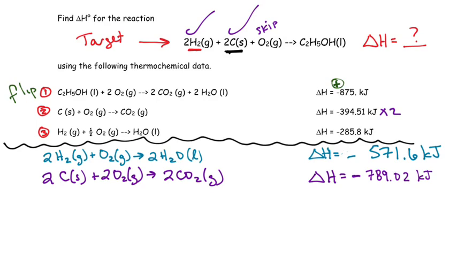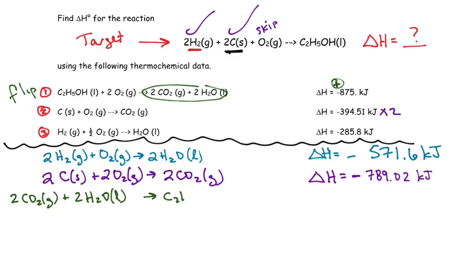So I'm going to actually write this side first and say 2 CO2 gas plus 2 H2O liquids and that makes C2H5OH plus 2 O2s. All right, so now I can write my delta H. This is the one I should change the sign, make it positive 875 kilojoules.